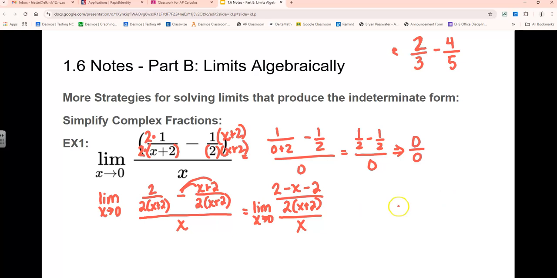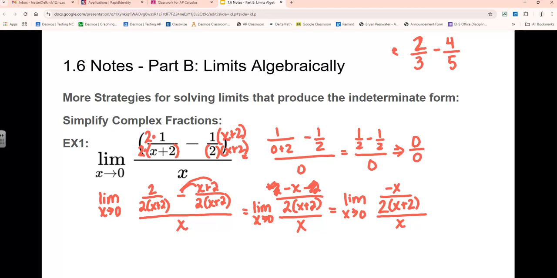No. Because the 2 right here is separate. Well, actually, no. Possibly. Which 2's are you talking about? Yes, you can cancel those out. Sorry, I was thinking you were saying to cancel like a 2 with the 2 in the denominator. Can't do that. But yes, this 2 is positive, this 2 is negative, so these 2's can cancel. So now we've got the limit as x approaches 0 of negative x over 2 times x plus 2, over x.